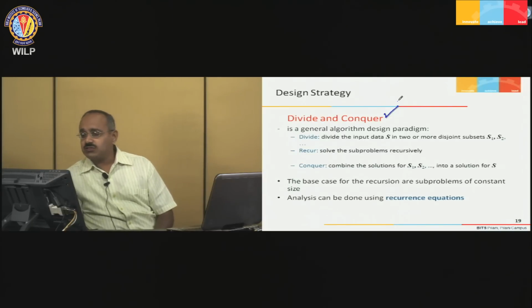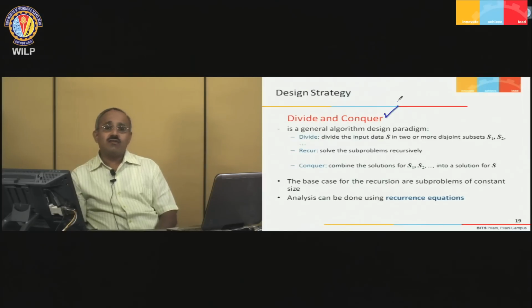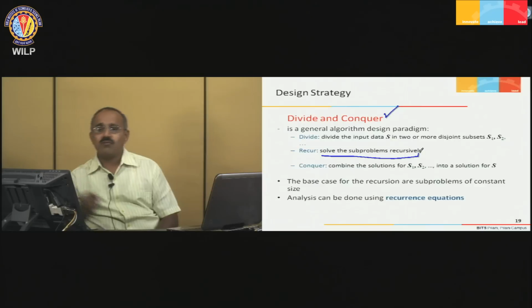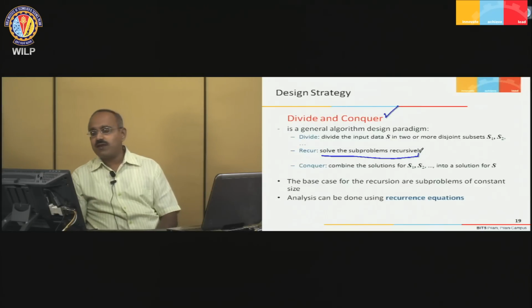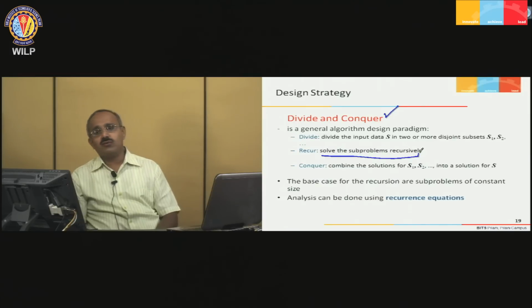In the divide stage, you divide the input, in practice, into more than 2 parts. In merge sort, we divided into exactly 2 parts. We will see applications where we need to divide into more than 2 parts. Then we recursively solve those subparts, and the final stage is conquer, where the solutions of all the subproblems are merged into a solution to the original problem.